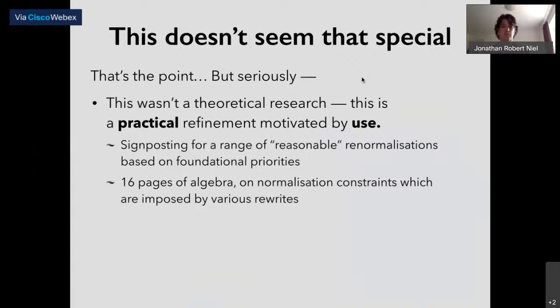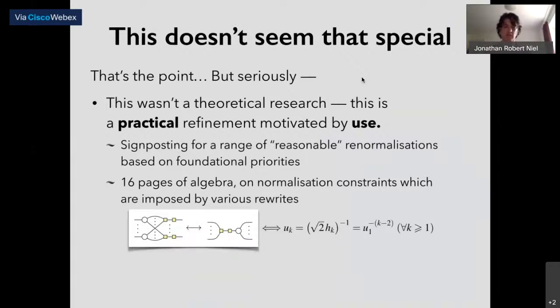I tried to signpost for a range of reasonable possible renormalizations. I didn't just bulldoze ahead. I tried to see what the scope of possible renormalizations was, what range you could use. And I even signpost some of the places where I've restricted beyond some interesting choices that, for example, would simplify the Euler rule. There's 16 pages of algebra there, which allow you, if you want, to explore what happens with various simplified rewrite rules.